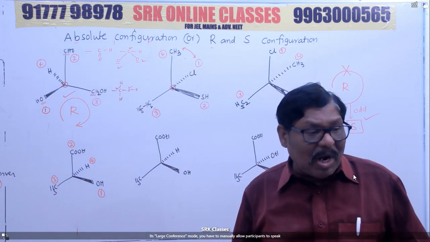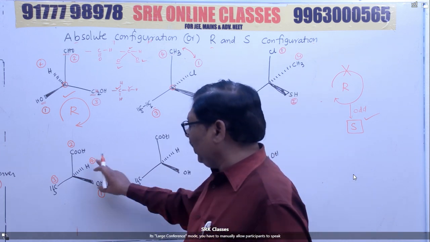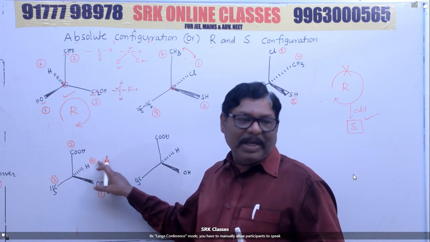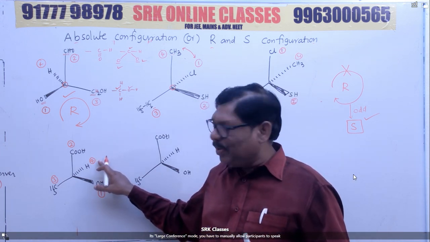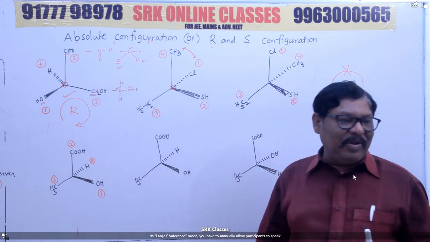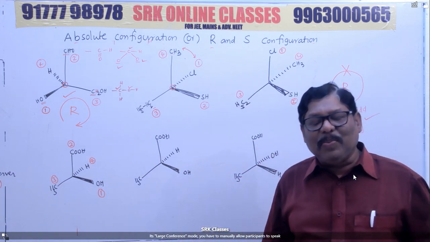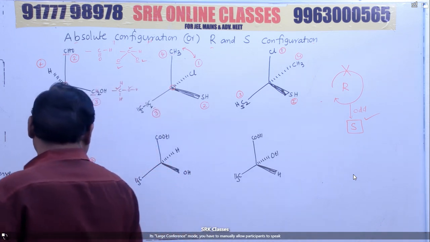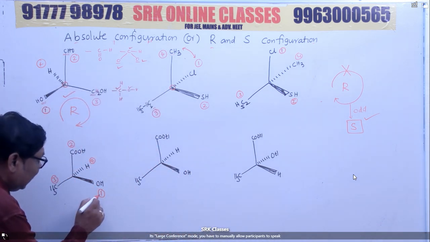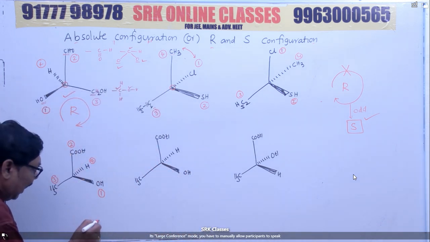Then I have to see what? Fourth priority group is away from the observer. I need not change. Interchanges are not possible. Fourth priority group is away from the observer. Then the next one is what? I have to connect the first 3 priority groups. This is 1, then 2, like this.